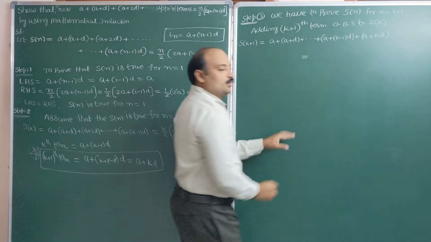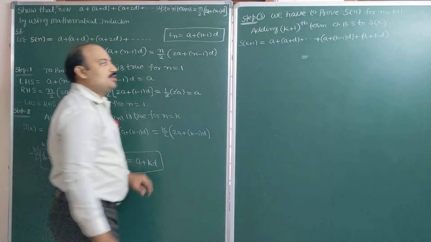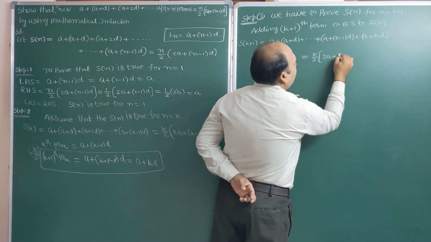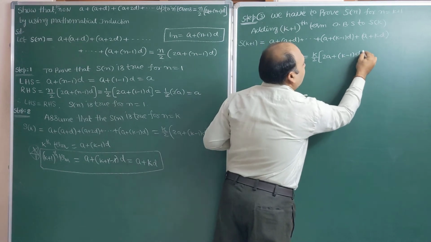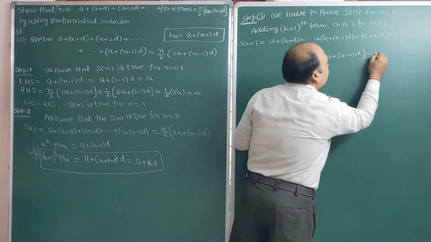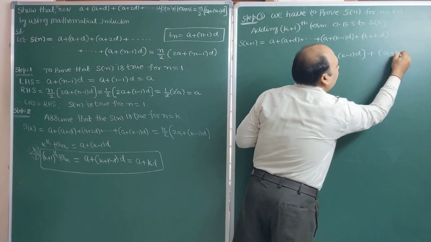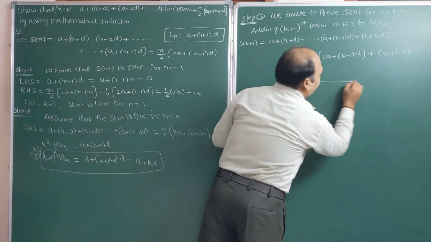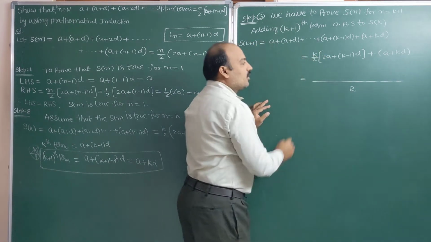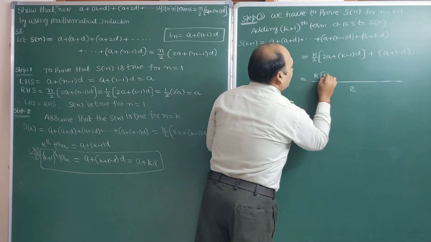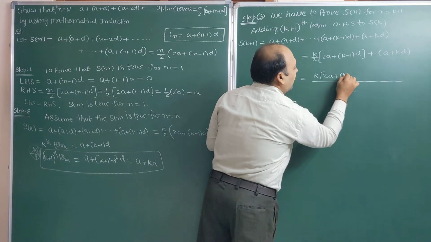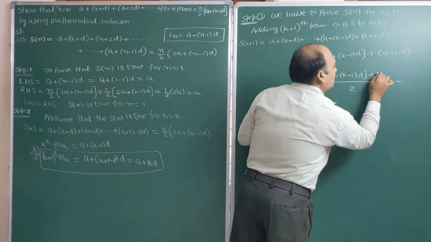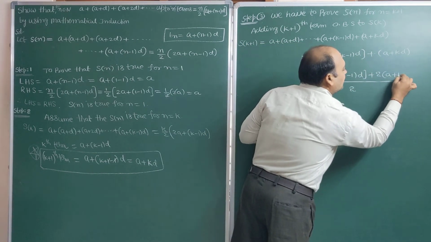So the right-hand side equals k by 2 into (2a plus (k minus 1) into d). We are adding how much? We are adding a plus kd. So take the LCM, 2 is the LCM: k into (2a plus (k minus 1) into d) plus 2 times this one, 2 into (a plus kd).